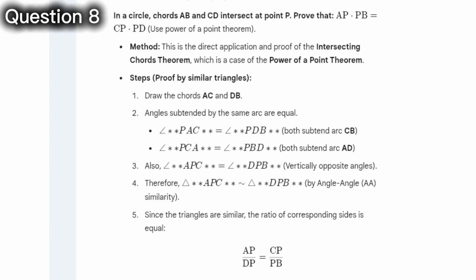The conclusion: because the triangles are similar, the ratio of their corresponding sides must be equal. AP over DP equals CP over PB. The result: by cross-multiplying this ratio, we prove the theorem. AP times PB equals CP times PD.